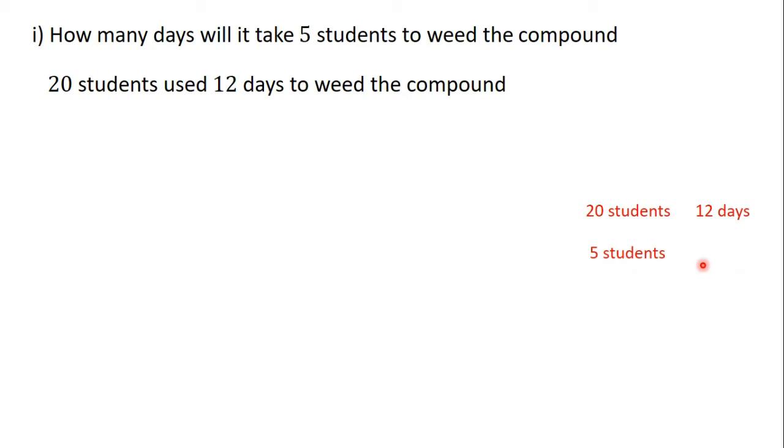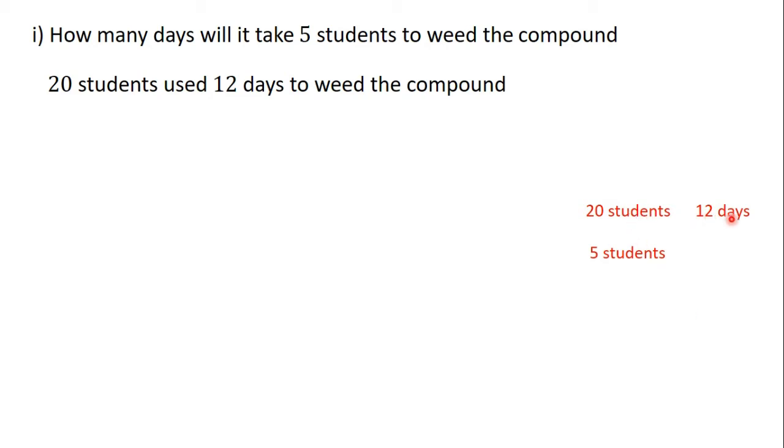As we saw in the previous video, in order to use a rate to find one quantity when there's a change in the other, we apply two simple principles. The first one is if more, less divide. And the second one is if less, more divide. So you ask yourself, if 20 students use 12 days to read a compound, will 5 students need more than 12 days or less than 12 days?